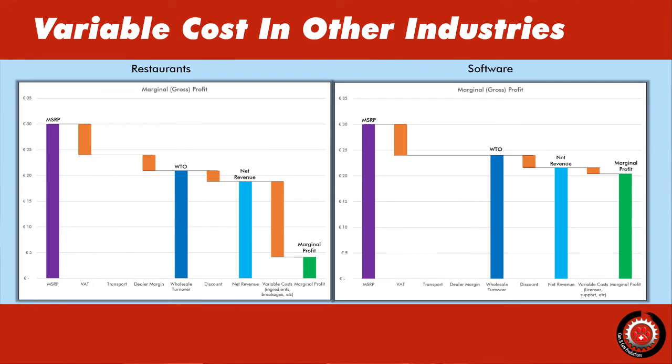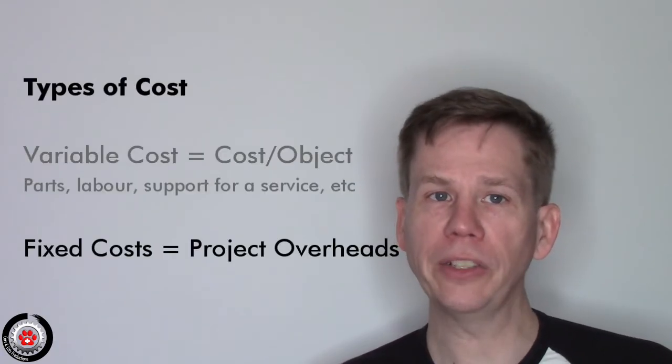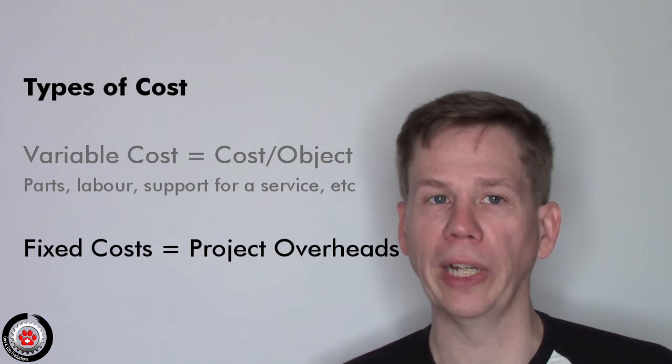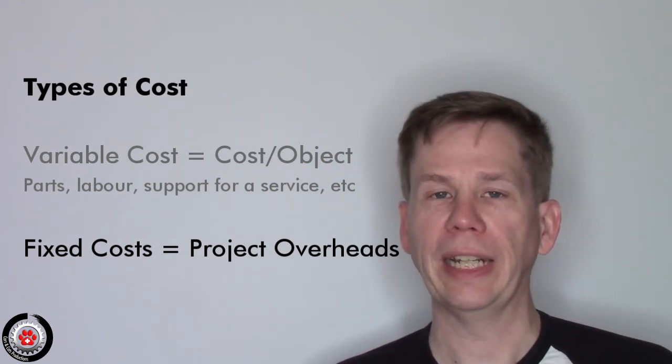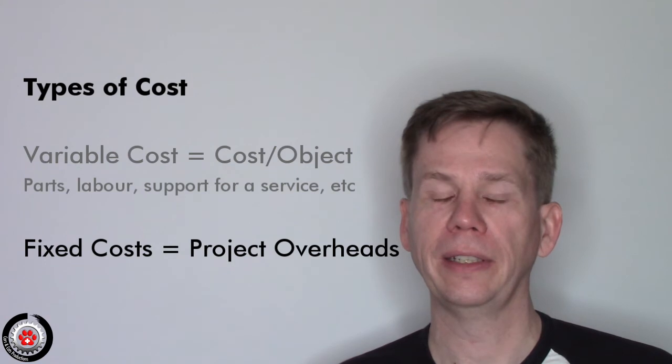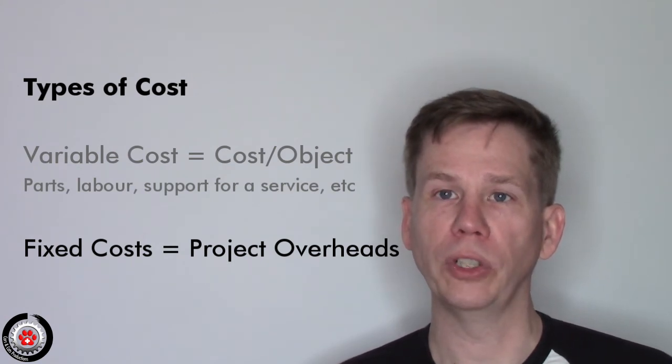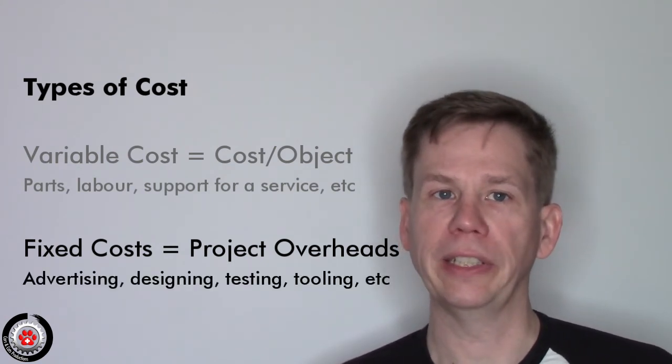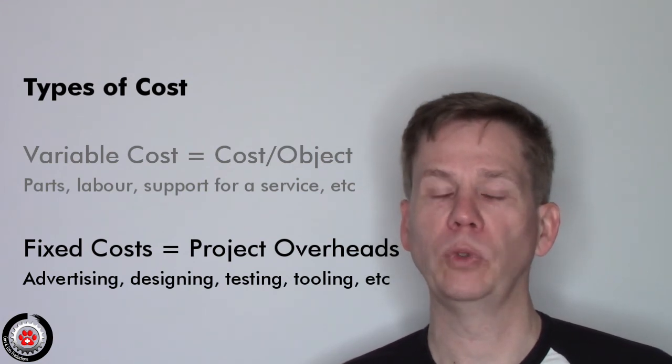If we go back to those other examples of the restaurant and software, the variable cost for a restaurant is probably pretty big, all the ingredients and things. But the variable cost for software is almost nothing. So the marginal profit from a software company is huge compared to any of the physical industries. The other type of cost is a fixed cost, what's called an overhead. These are things which don't change depending on how many of the product or service you're selling, like advertising, designing, testing, tooling and equipment.